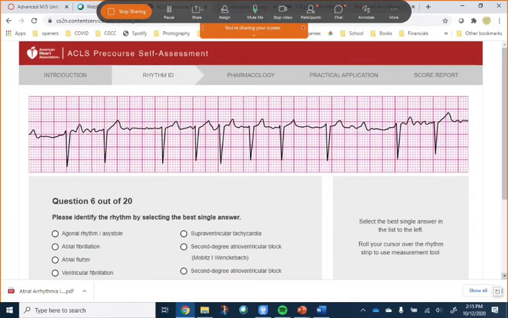Our first check is rate. 1, 2, 3, 4, 5, 6, 7, 8, 9, 10. So we're at 110 is our rate. So a little fast. Do we have a P before every QRS? I don't know. Maybe.